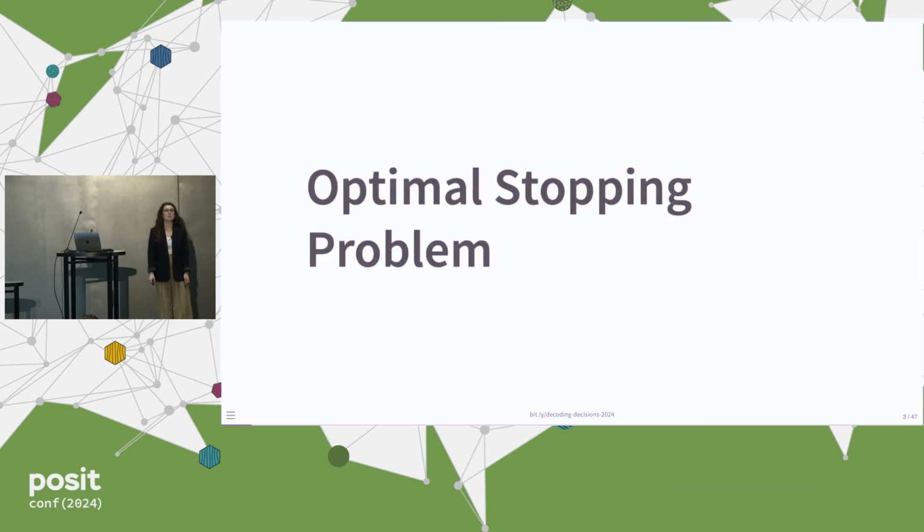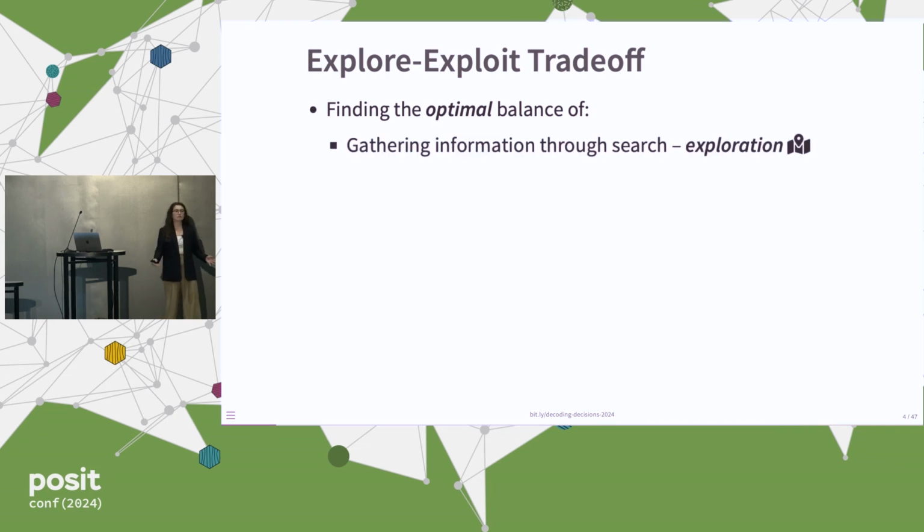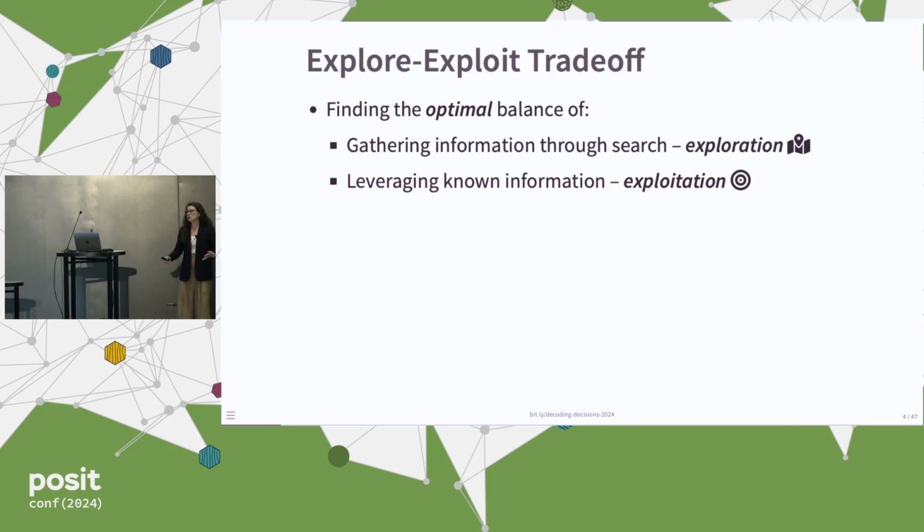This is an example of what is known as the optimal stopping problem, in which a decision maker has to decide when to stop collecting information when they're exploring the options out there, and when to use that information that they've collected to make a purchase or make a decision. When making these types of decisions, there's a trade-off between two different actions, exploration and exploitation. And the goal is to find an optimal balance of gathering information for a search, this is called exploration, and exploiting the known knowledge that you've gained in exploitation.